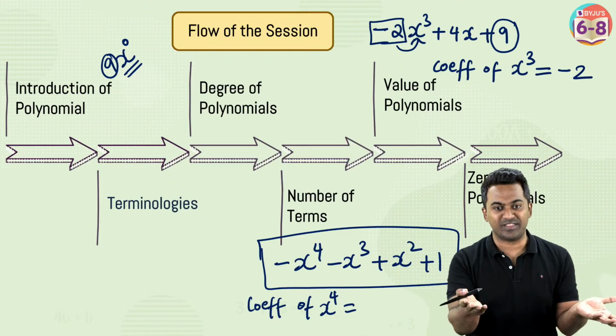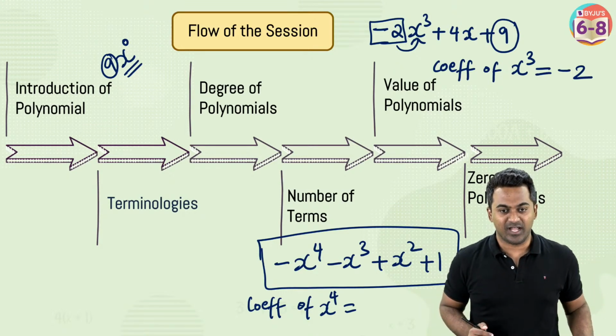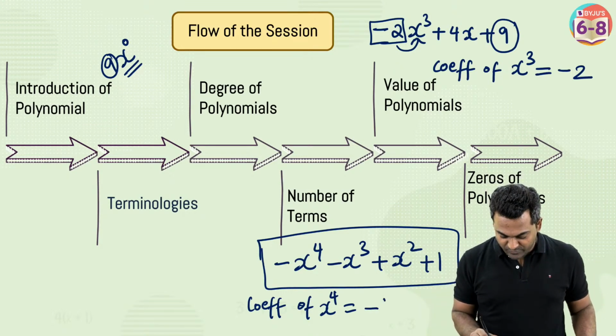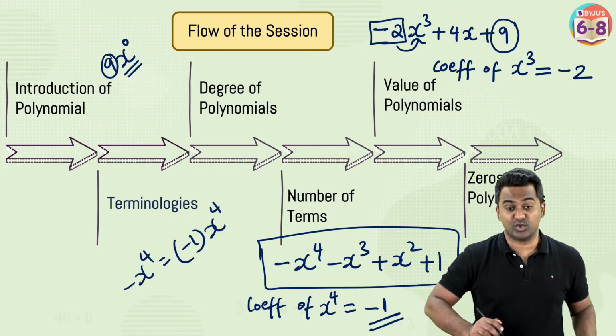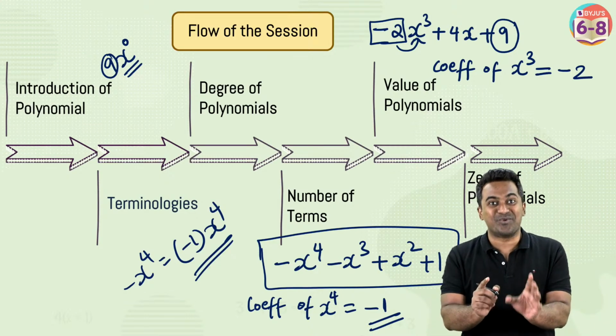Okay, well done. You guys are giving the correct answers. Rafiq, Sunil, Jasmita, Venkata. So the coefficient of x to the power 4 is going to be minus 1, because minus x to the power 4 means minus 1 is being multiplied to x to the power 4. And now you've understood what coefficient is.